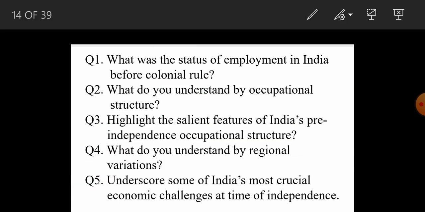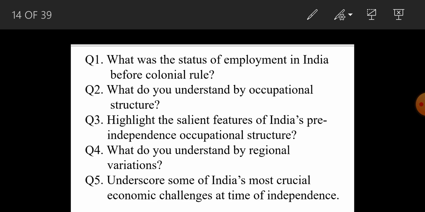So now we have some important questions. What was the status of employment in India before colonial rule? You have to tell about the employment structure before colonial rule. Second, what do you understand by occupational structure? What is the meaning of occupational structure? Only this you have to tell. Then you will highlight the salient features of India's pre-independence occupational structure.